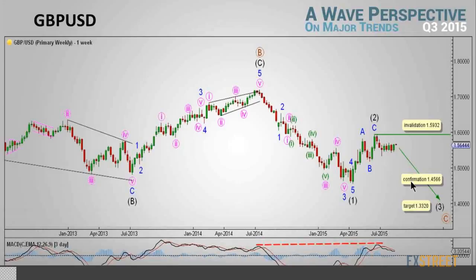This count would be confirmed. It would be confirmed that wave 3 black is unfolding toward the downside by movement below 1.4566, and we have our long-term target for the completion of wave 3 black at 1.3320, as at that level wave 3 black will reach equality with wave 1 black. This count would be invalidated by movement above 1.5932, as within wave 3 black, no second wave may retrace more than 100% the length of its first wave.